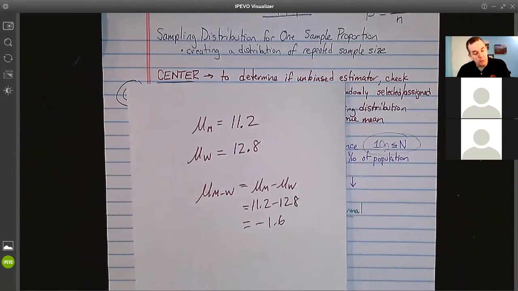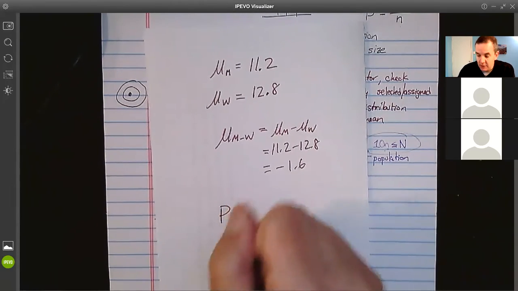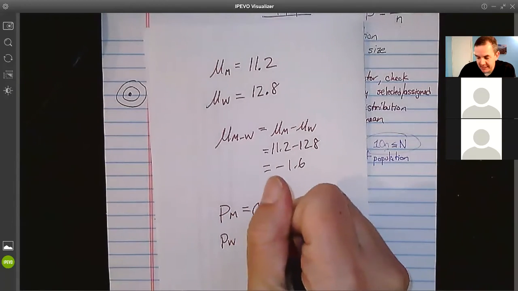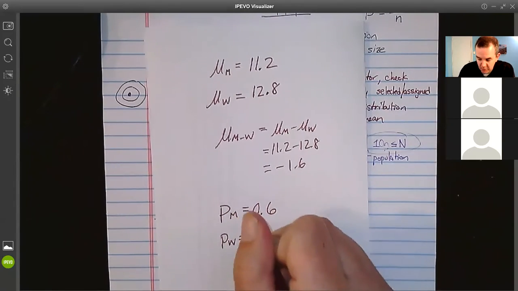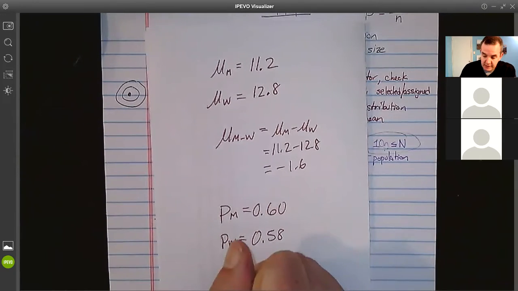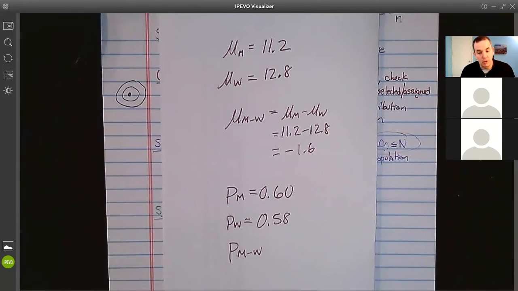That's what we're going to do with proportions. We're going to have a proportion of men. We're going to have a proportion of women. We're going to find out that the proportion of men is 60%. We're going to find that the proportion for women is 58%. And I'm going to say, hey, what's the difference between men and women? And we're going to do the same thing. We're going to just subtract them. Okay. But do you remember when we dealt with standard deviation, we had to have a different rule. When we dealt with standard deviation, our rules changed a little bit.